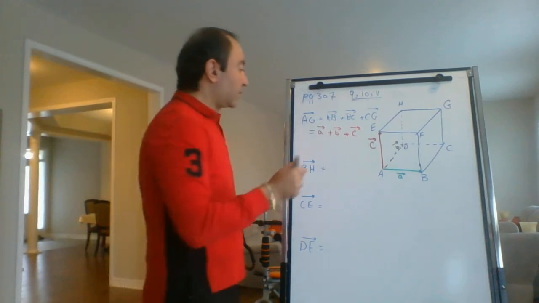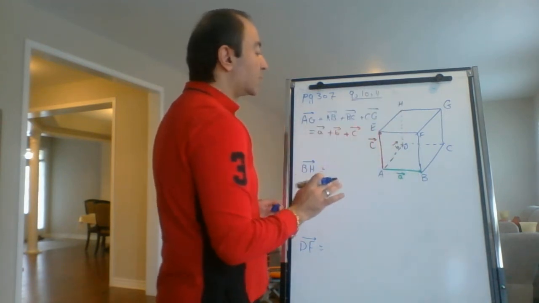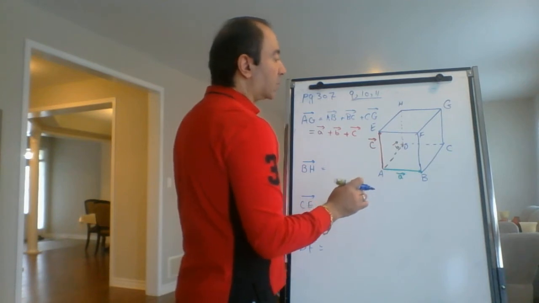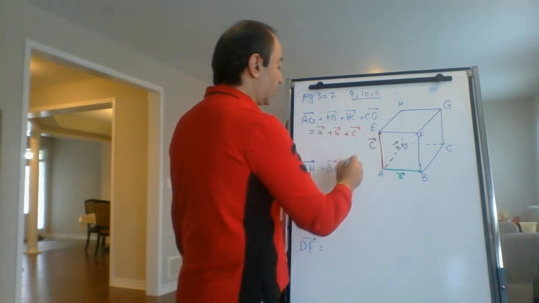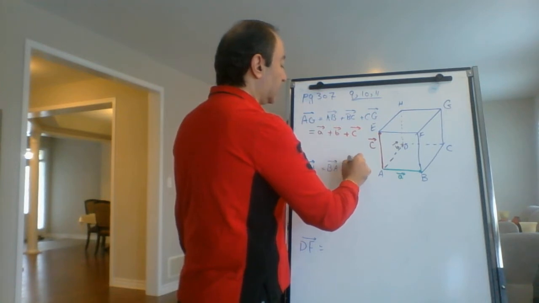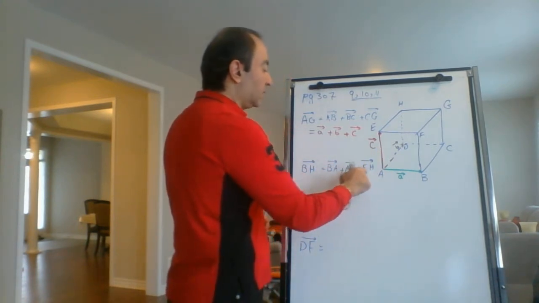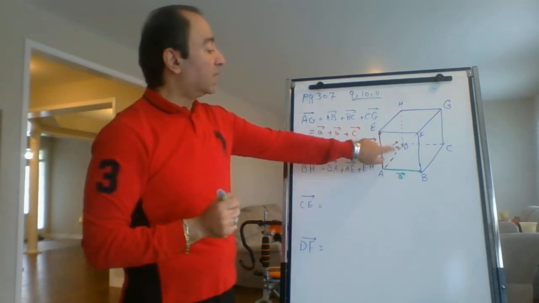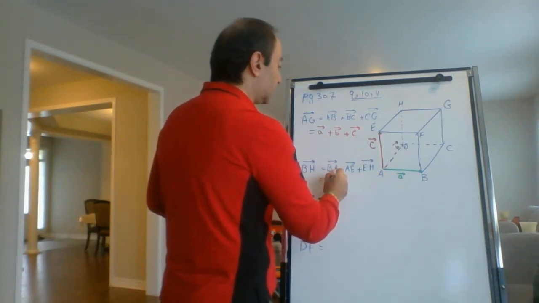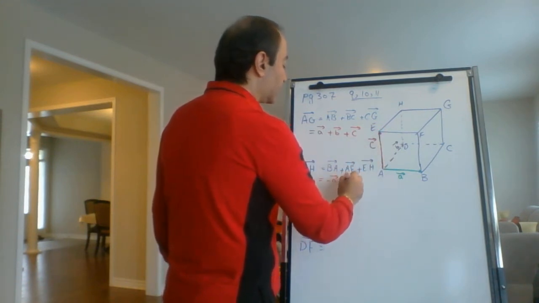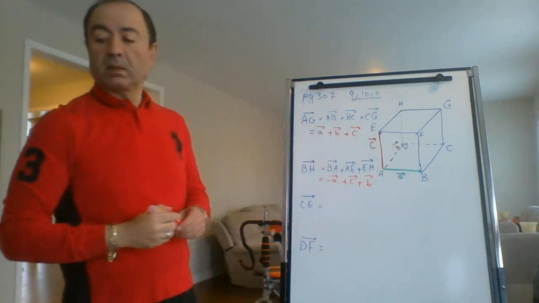The next vector is vector BH. So the tail is at B. I'm going to start at B and I'm going to end at H. I can choose any path I want. So let's say I'm going from B to A, so vector BA. Then I go from A to E. Then the last vector will be E to H. Then I will try to see what each of these vectors equal in terms of A, B, and C. So if we look at BA, that is negative vector A. Vector AE is the same as vector C. Vector EH is the same as vector B.